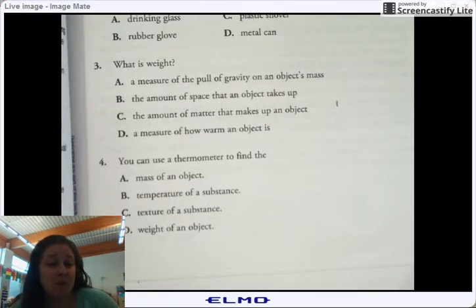You can use a thermometer to find A, the mass of an object, B, the temperature of a substance, C, the texture of a substance, or D, the weight of an object. This one should be a little bit easier. You should know what a thermometer does.